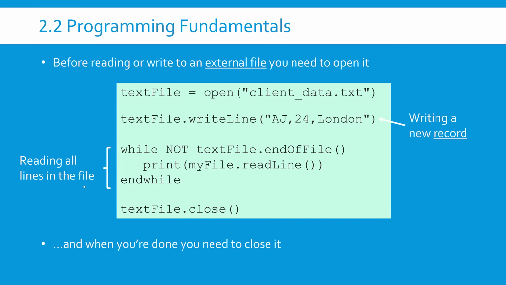And here I'm reading from the file, so .read line will give you the next line in the file. This while loop is a way that you can get every line in the file because you keep looping until the end of file has been reached.